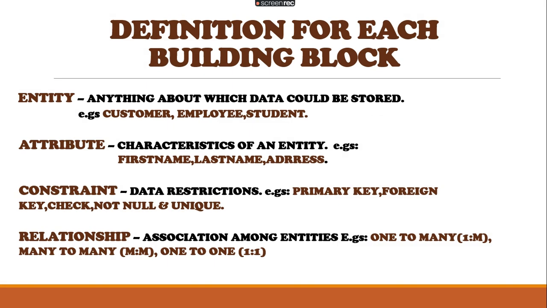An entity. So what is an entity? We say an entity is anything about which data could be stored. For example, after gathering my business rule information, I want to store data on customers, employees and students. The customers, employees, and students are what we call entities.